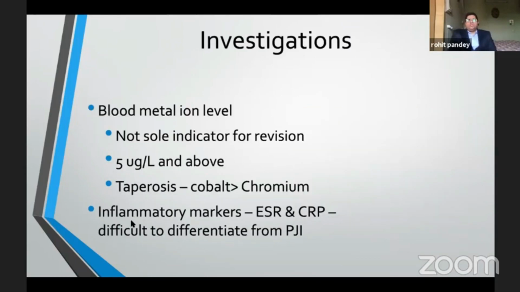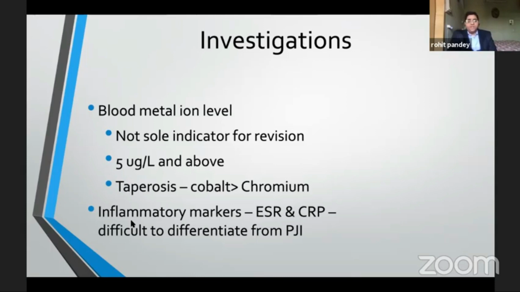Now coming to the investigation part of it, blood metal ion levels are highly overrated. These are not the sole indicators for revising in these cases, but the general upper limit is taken as 5 micrograms per liter. In case of taperosis, you need to understand that the passivation layer has more cobalt. So whenever you are suspecting taperosis in a patient, the cobalt level will be more than the chromium level. That is one of the indicators and a guide that taperosis may be present.